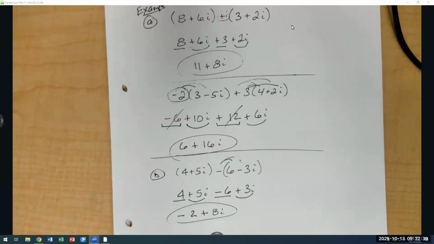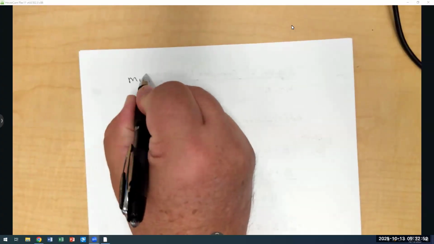Again, always go back down to the basics. The very, very introductory stuff we did at the beginning of the semester. So that's adding and subtracting complex numbers. Multiplying complex numbers.